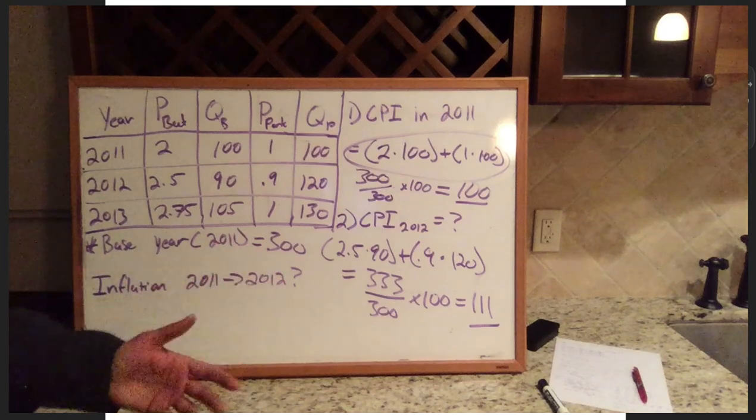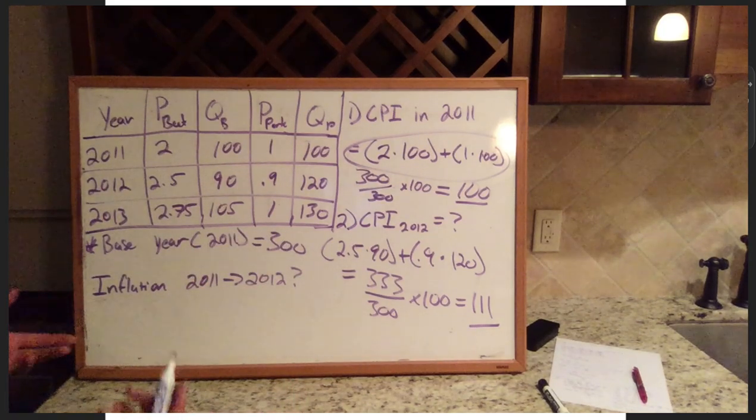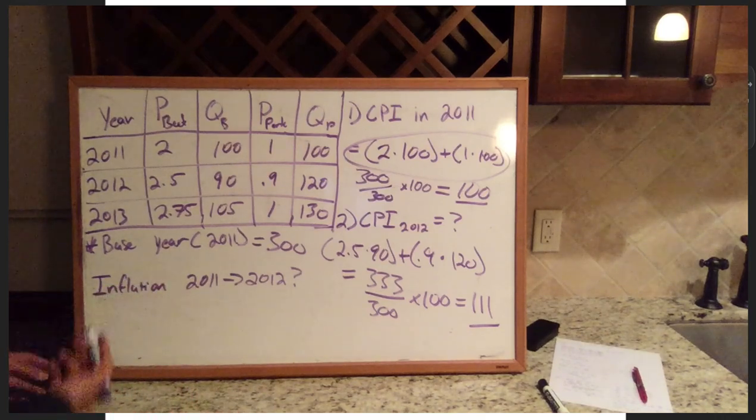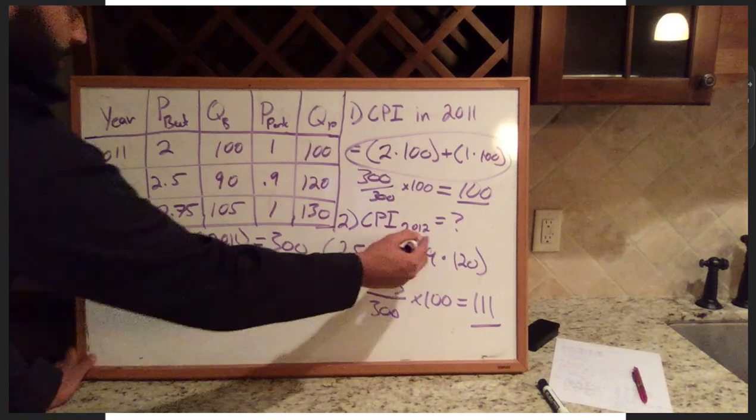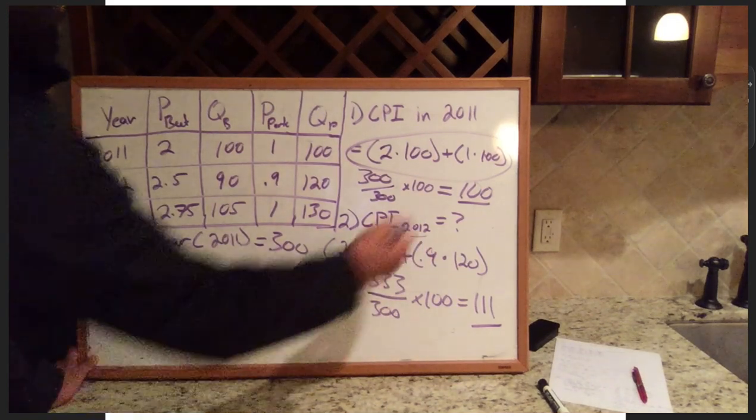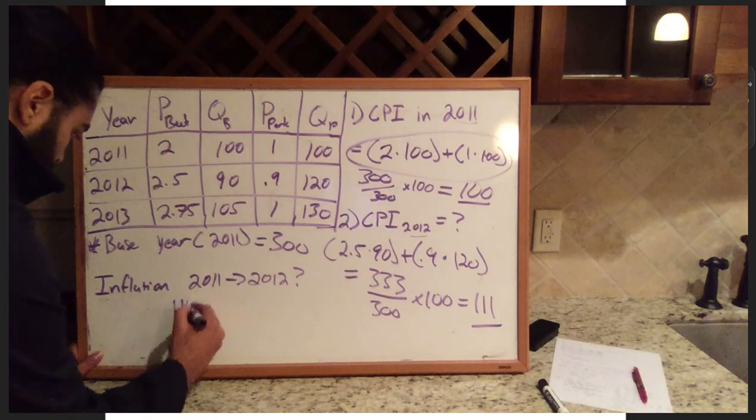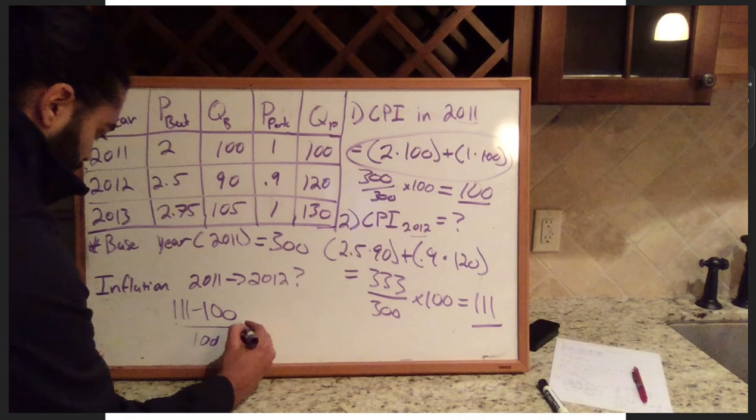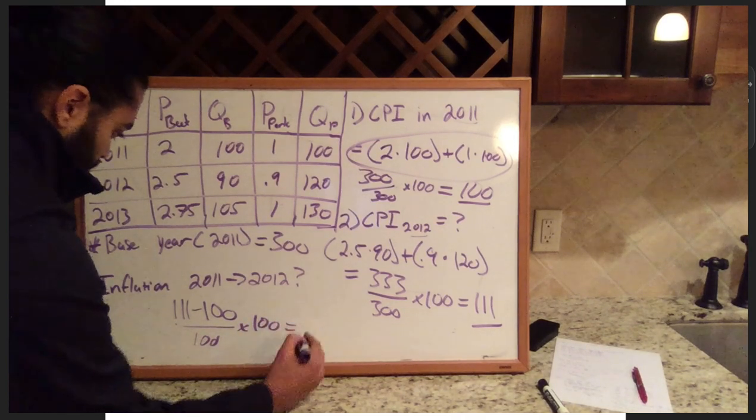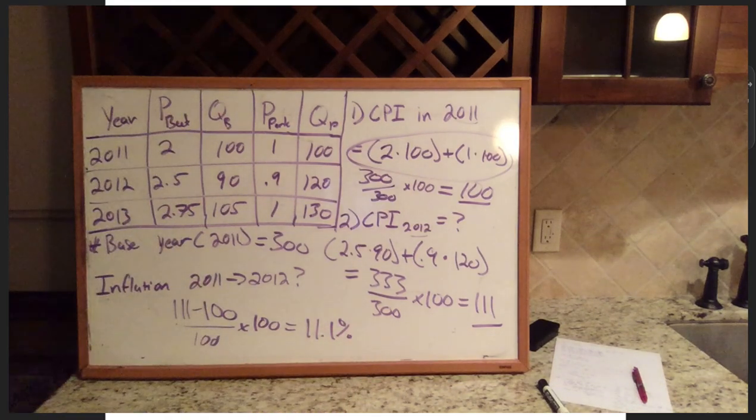Overall, we can see that the prices are increasing. Now, if I ask you specifically, how much did these prices increase, or how much is this inflation? We can calculate the inflation through our CPI. So it's going to be CPI2, which is the year closest to us, 2012, minus CPI1, which is the year furthest away from us. So it's going to be 111 minus 100, divided by 100, multiplied by 100. And what you should get is 11.1%. That's how much prices have grown over time.